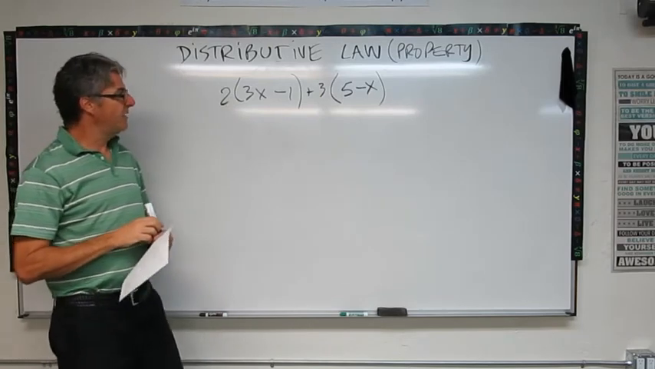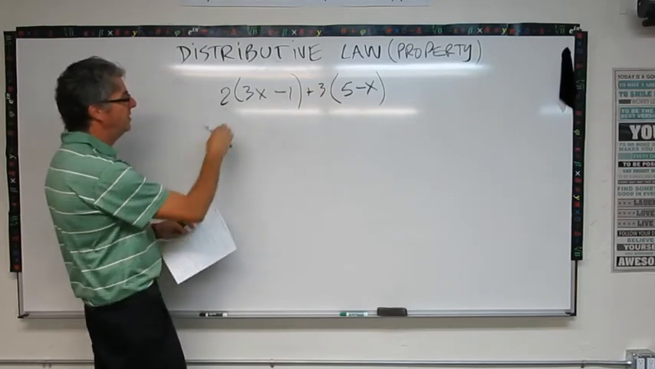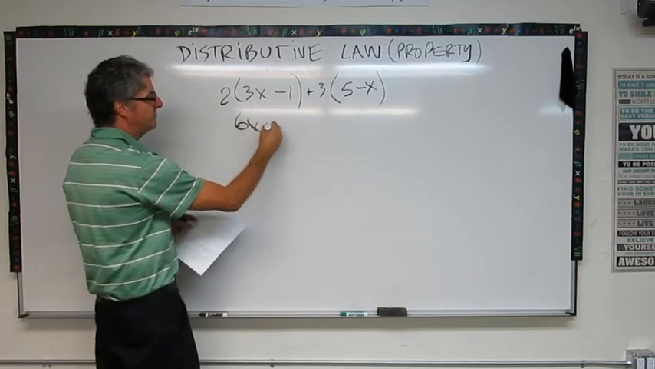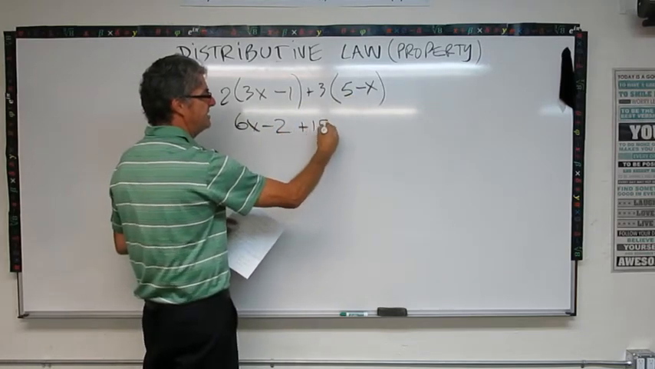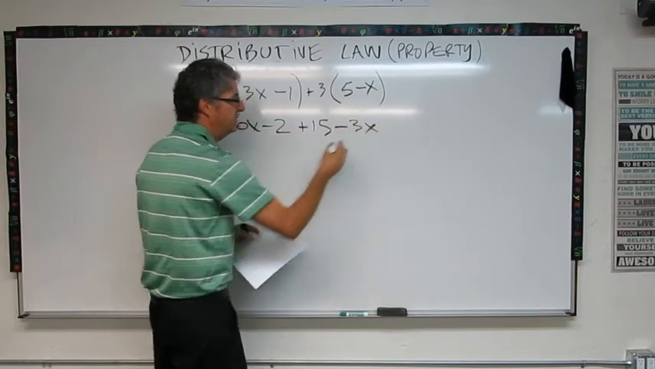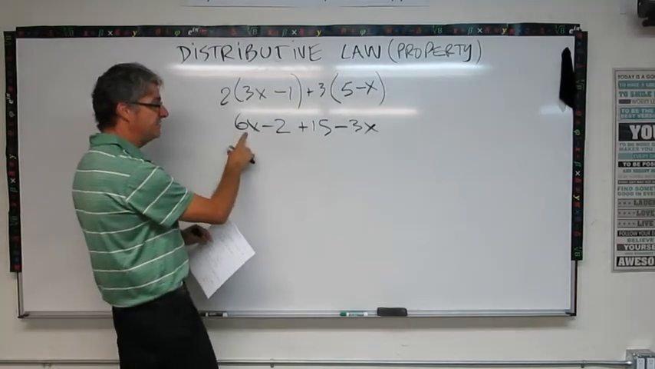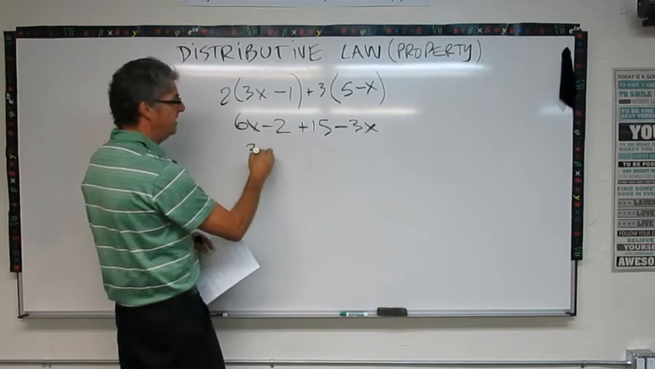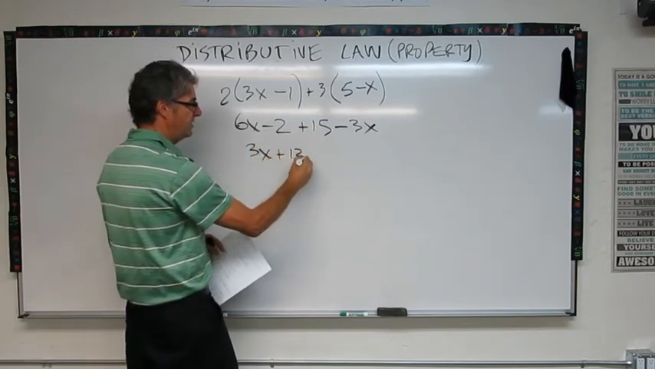Okay, let's see how that went. I'm going to do my distributive property here, and then I'm going to do it there. 2 times 3x gives me 6x. 2 times negative 1 gives me negative 2. Plus 3 times 5 gives me a plus 15. And plus 3 times negative x gives me a negative 3x. Now I need to combine my like terms. I have a positive 6x and a minus 3x. That gives me 3x. And I have a minus 2 and a plus 15. That gives me a plus 13.